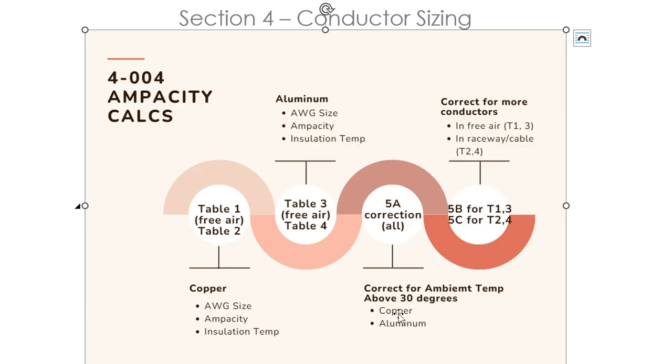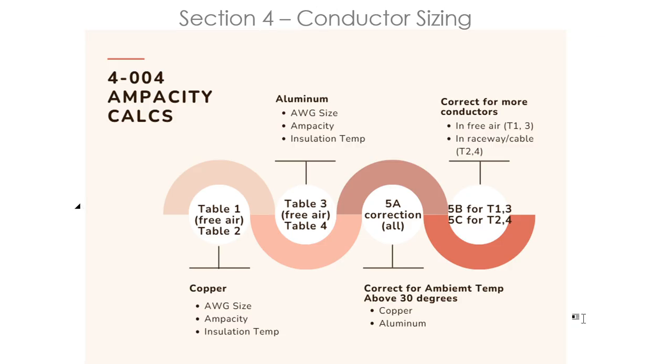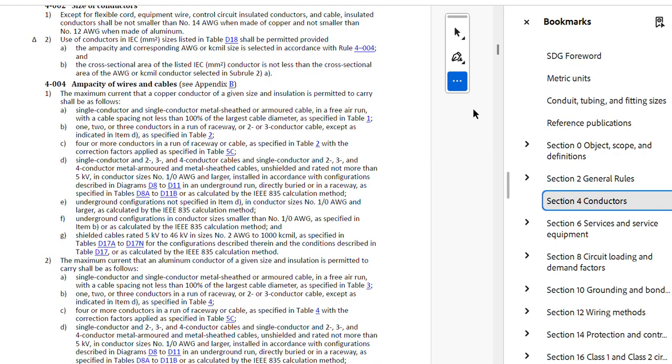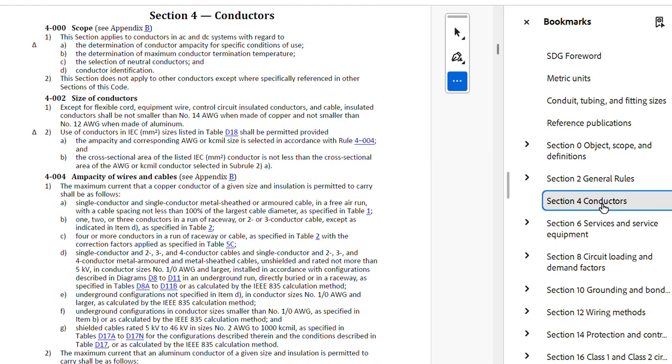That current needs to be derated if I'm going to install in an ambient temperature over 30 degrees. I derate with factor 5A, whether I used tables 1 and 2 for copper or 3 and 4 for aluminum. If I'm running more conductors than what are covered in tables 1, 2, 3, and 4, I'm going to use 5B and 5C to derate that even further. So let's look at what this looks like in the code. In the code, it looks a little bit more complicated.